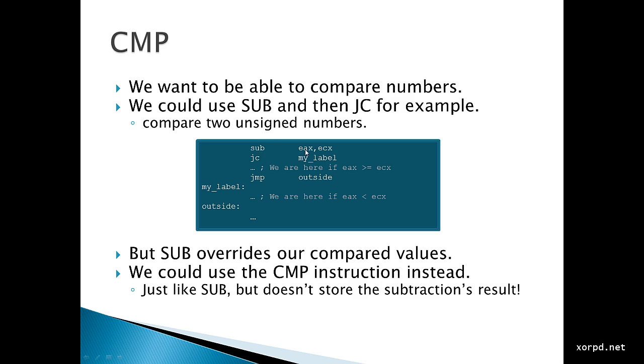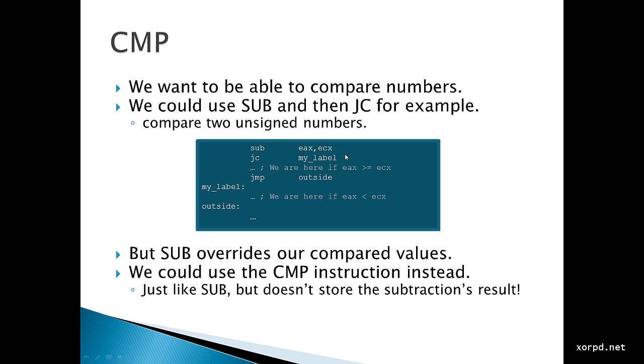This code subtracts ECX from EAX and then jumps if the carry flag is set. It jumps to my label. If the carry flag is not set, this part of the code is going to be executed, and eventually a jump will be taken to the outside label. So basically we have two parts of important code. The first part is commented: we are here if EAX is greater or equal than ECX. The second part of code is this part. We are going to get to this part of code if EAX is less than ECX.